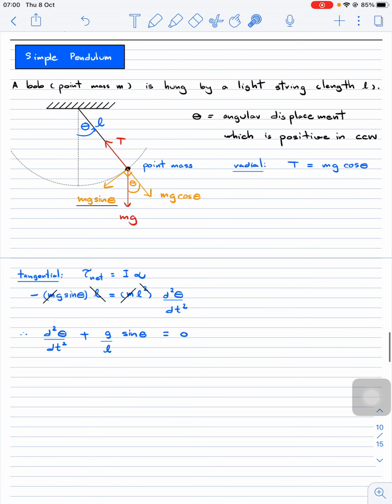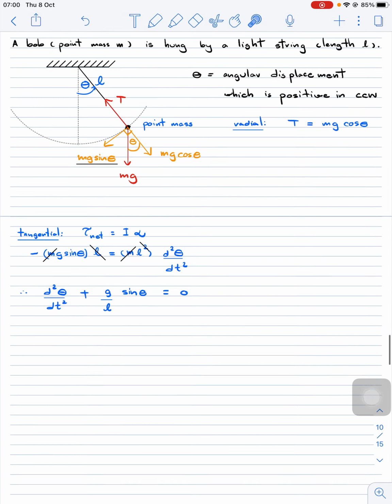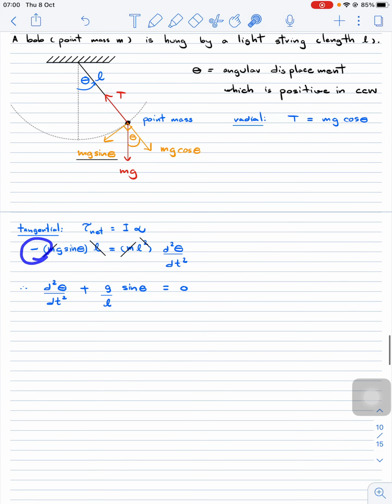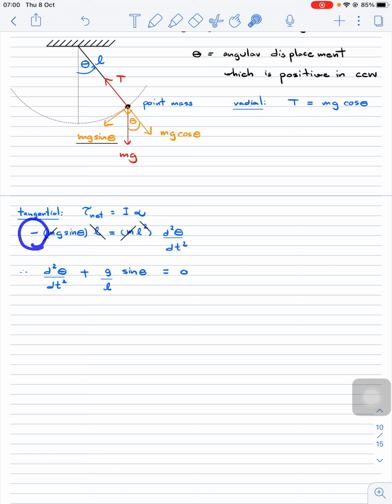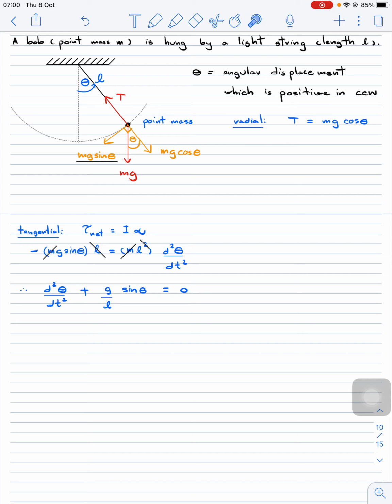Let me just mention about this one first. You can see that we have the negative sign in front of the torque. So what does it mean? It means that the mg sine theta will try to pull the bob towards the equilibrium position here. If I extend this line, then this line is going to be the equilibrium position of the bob.